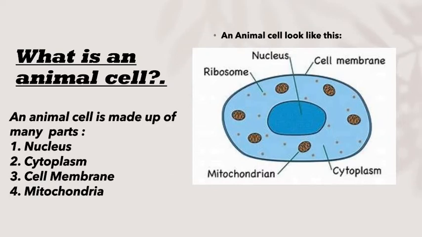An animal cell is made up of many parts, but here are the main ones you'll be asked about in school: nucleus, cytoplasm, ribosome, cell membrane, and mitochondria. Different cells have different things, but this one has nucleus, cell membrane, cytoplasm, mitochondria, and ribosome. We're going to explain all of these.